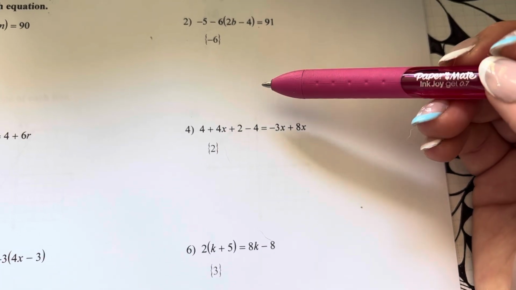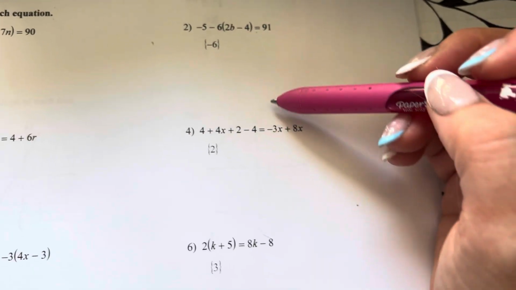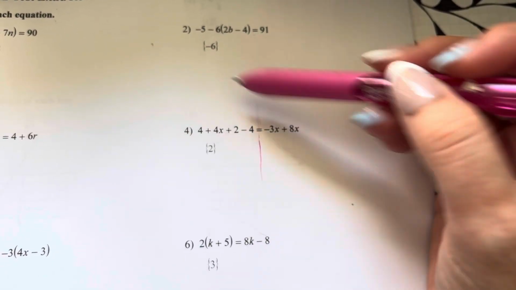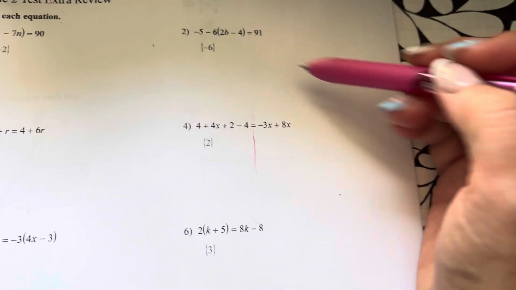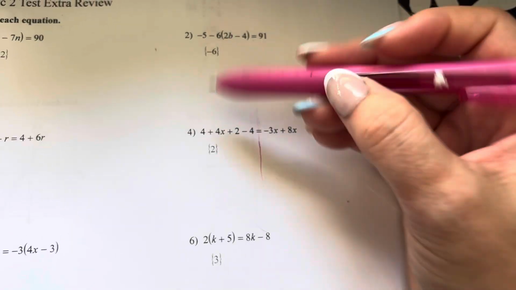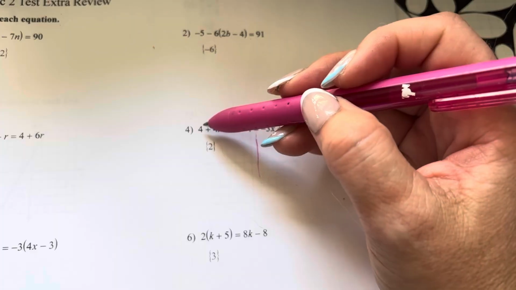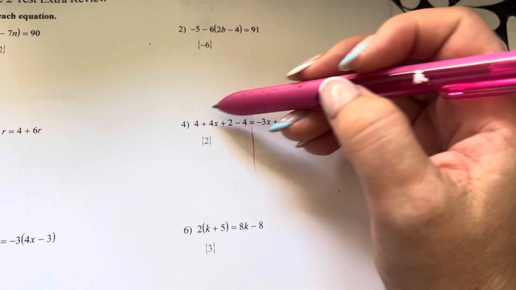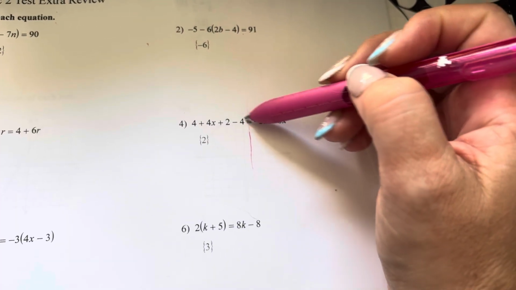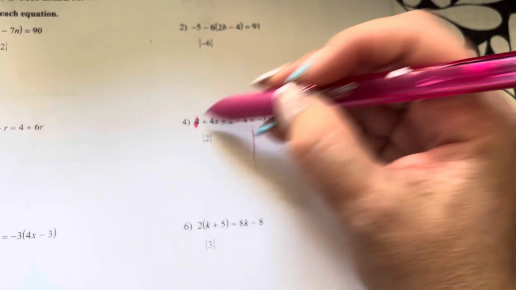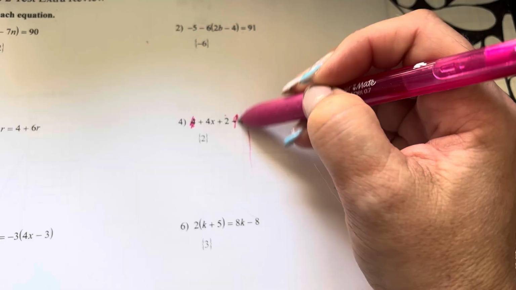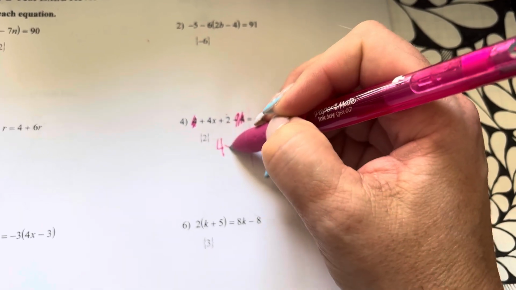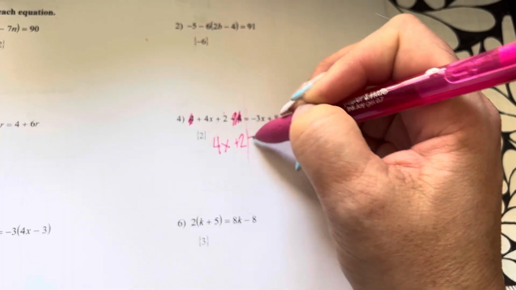Before you do anything, you want to simplify everything on this side of the equal sign and everything on this side of the equal sign. So in this problem, I have 4, 2, and -4. Well, 4 and -4 gives you a 0, and you're left with 2. So I have 4x plus 2 equals.